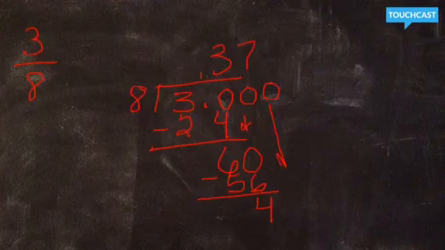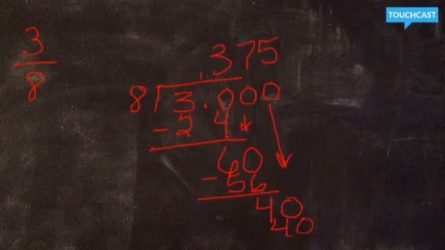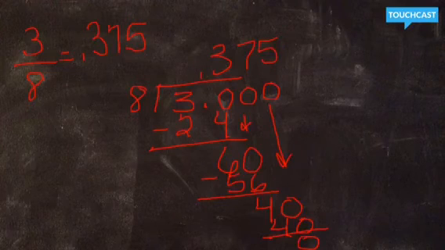We can go ahead and add one more 0 because I happen to know that if I do that and drop that one down, it'll go in evenly because 8 goes into 40 exactly 5 times. And 5 times 8 is 40. And I will get a 0. So I can stop there. And my final answer will be 0.375. So 3/8 equals 0.375.